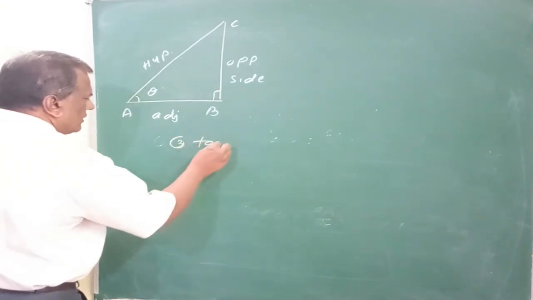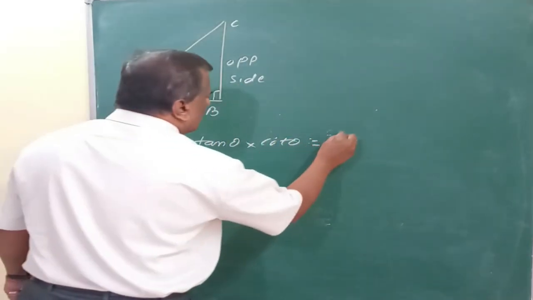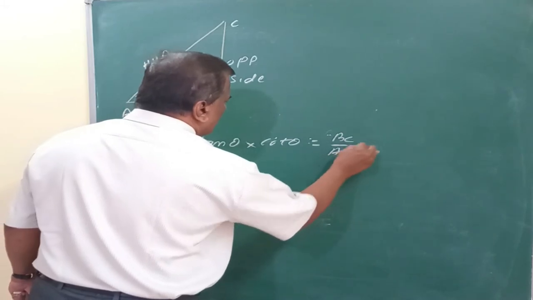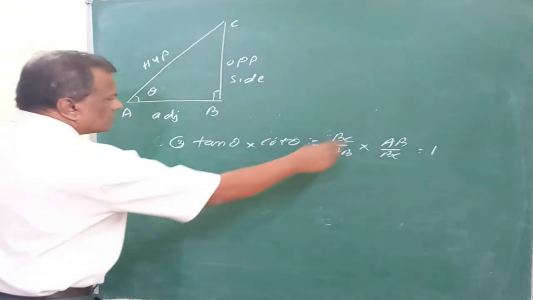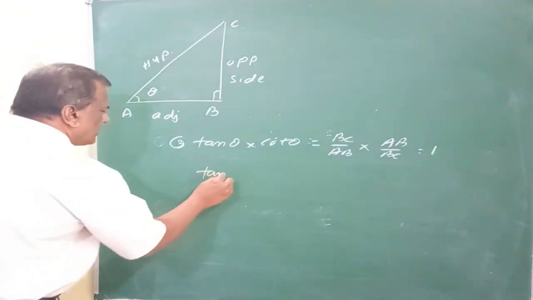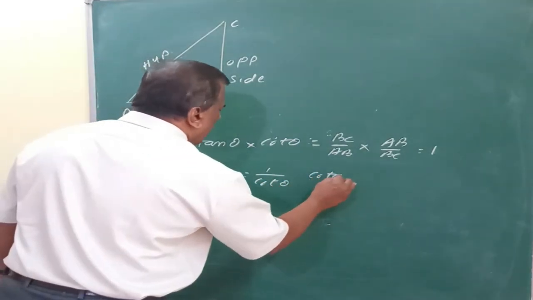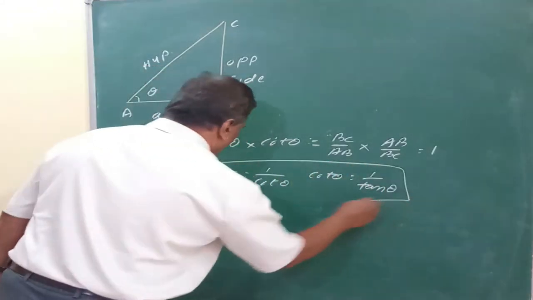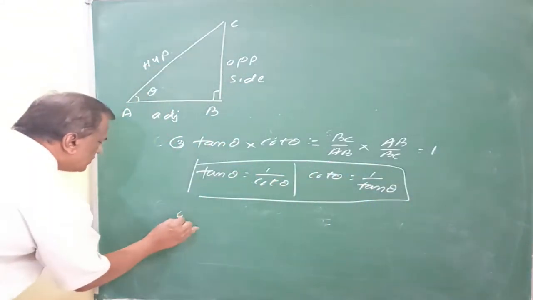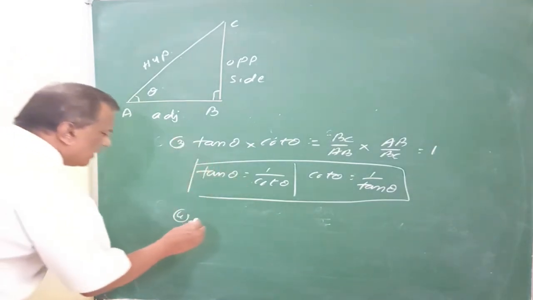Third one, tan theta into cot theta. Tan theta is BC upon AB, and cot theta is AB upon BC, that is equal to 1. These two cancel. So tan theta is nothing but 1 upon cot theta. Cot theta is nothing but 1 upon tan theta. You remember this one. Fourth is more important than these three. These three follow by the definition itself. The fourth one is the main.